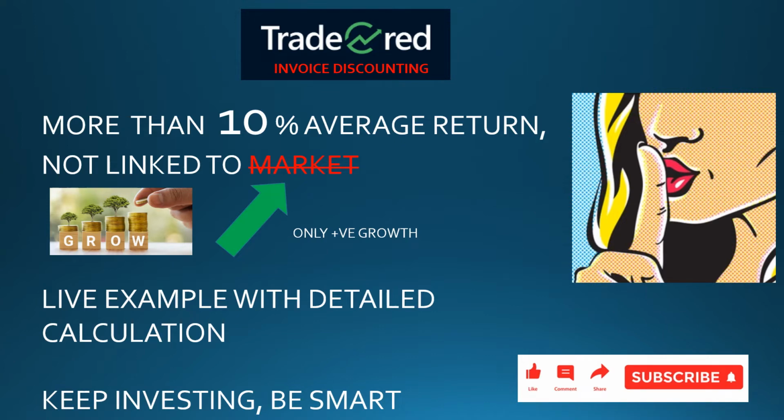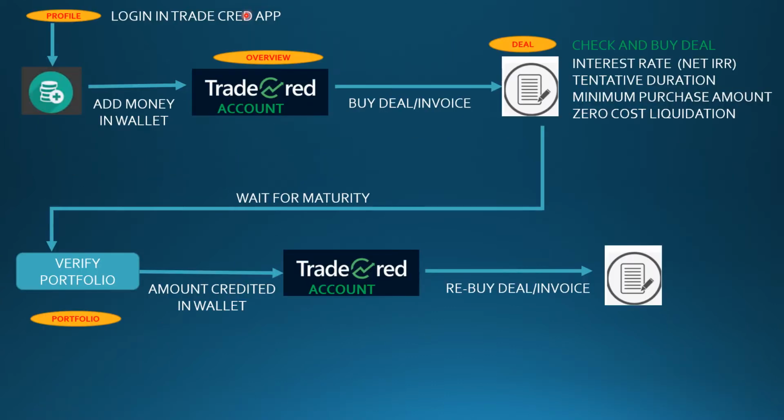Today we will see how to invest, the interface of Tradecred, and a calculation with an example. How to invest? Log in to the Tradecred app, add money in the Tradecred wallet, then buy the deal or invoice. Once you have bought the invoice, wait for the maturity. Once the deal is matured, the amount is automatically credited in the wallet. Once you receive the money in the wallet, then again rebuy the deal.